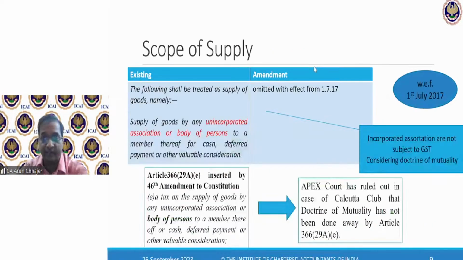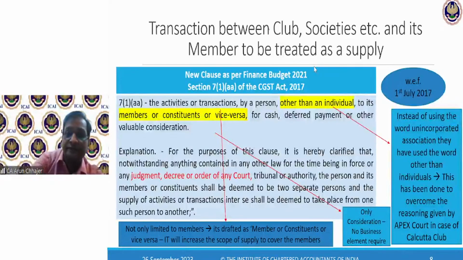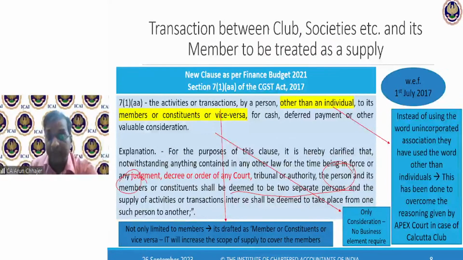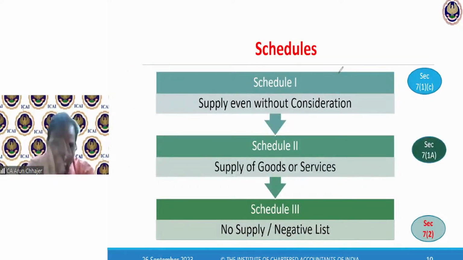What we have discussed? We have discussed that the person and its member will be deemed to be two separate persons. Correct? Now, in this chapter, we have the total two classes. In these two classes, we are going to discuss three schedules. Schedule 1, we have already discussed the heading. In detail, we are going to discuss either today or in the next class.